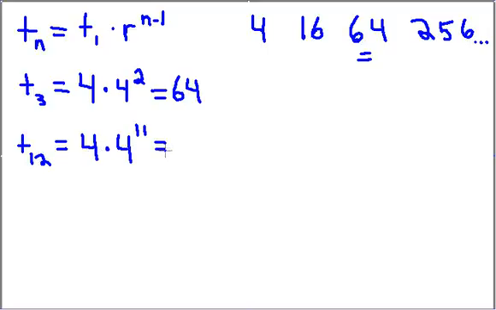Well, I'm not going to calculate that out fully, but since we have the same base here, 4 is the same thing as 4 to the first. What would 4 to the first times 4 to the 11th be? It would be 4 to the 12th. So our answer here is the 12th term of this geometric sequence is going to be 4 to the 12th power.